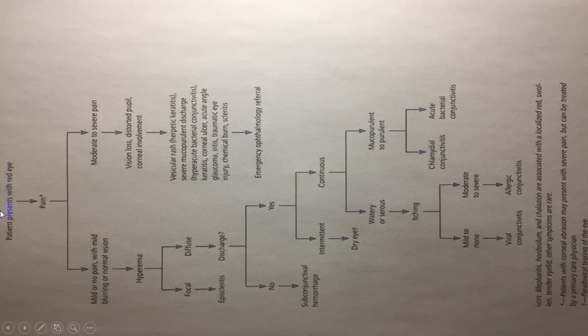Now, if the patient presents with red eye with pain, and this pain is moderate to severe, and it is associated with vision loss, distorted pupil, and corneal involvement, the differential diagnosis will be herpetic keratitis, bacterial keratitis, corneal ulcer, acute angle glaucoma, iritis, traumatic eye injury, chemical burn or scleritis, and all of these need emergency ophthalmology referral.